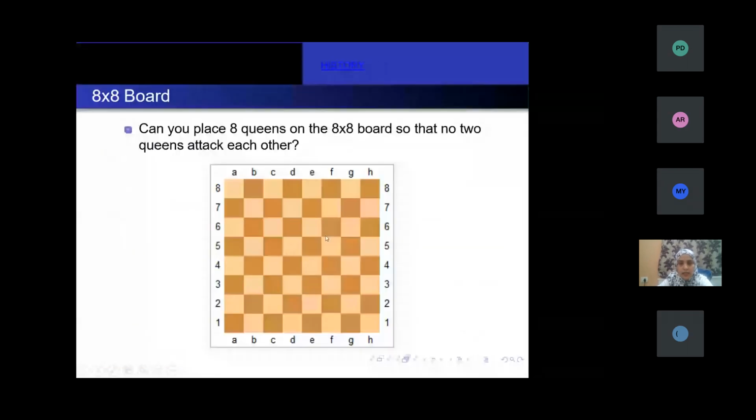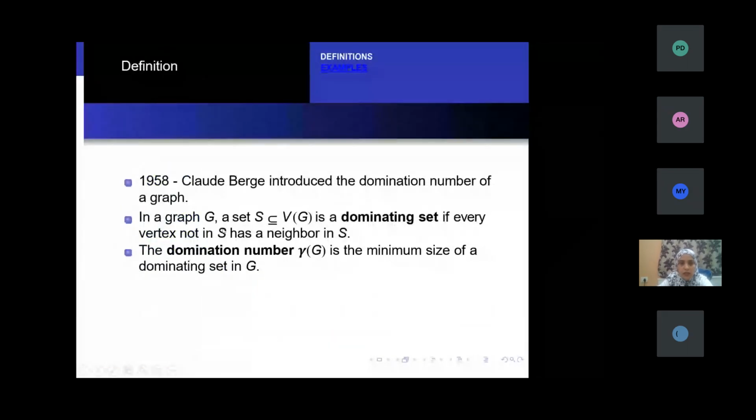The dominating set definition explains the same thing. A set S, which is a subset of V of G, is a dominating set if every vertex not in S has a neighbor in S. So they should be neighbors to each other. It means that the vertex which we are considering in the dominating set should dominate the other vertices. They should be neighbors to each other. That is the main concept of domination.